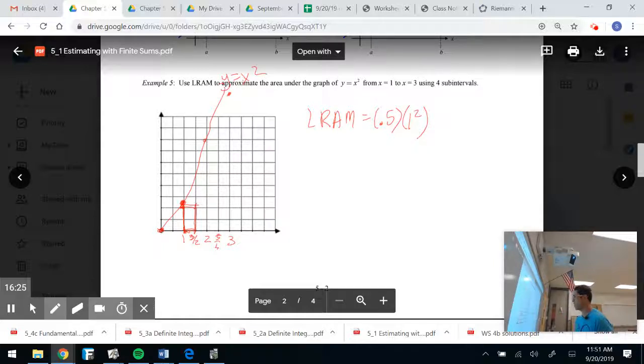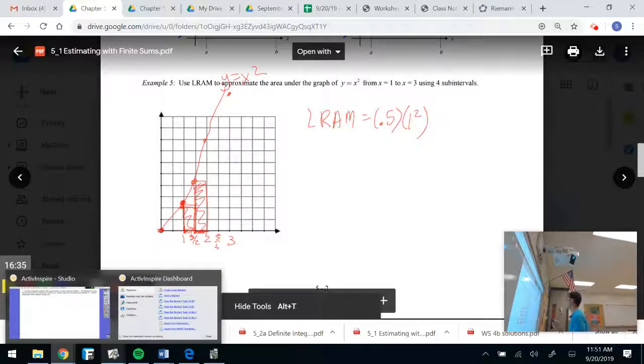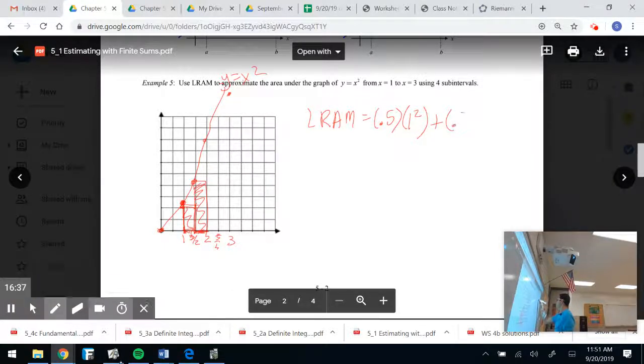Okay, let's go to the next one. So width of 0.5 again. I'm going to go up to the curve, right, and then boom, boom, and down. And then I'm going to color that guy in, right, and I have to find that guy's area. Well, that's going to be plus 0.5 times what? 3 halves squared. Everyone follow me? Plus, okay, I'm coming down here now.